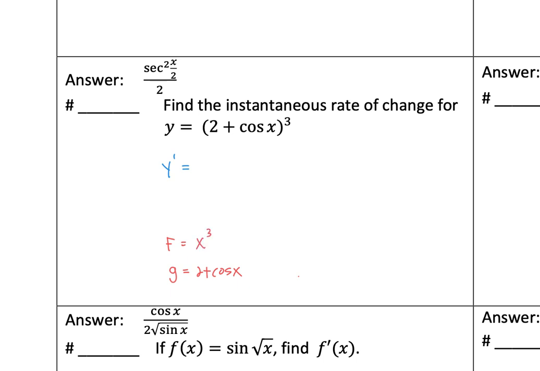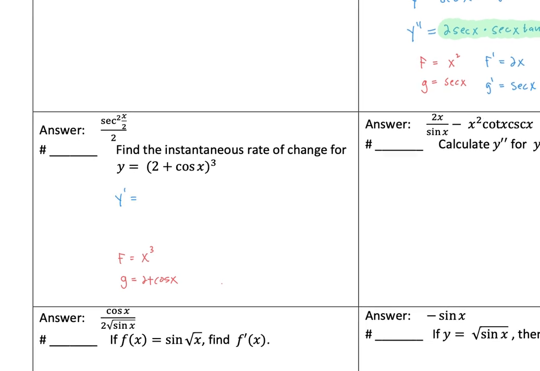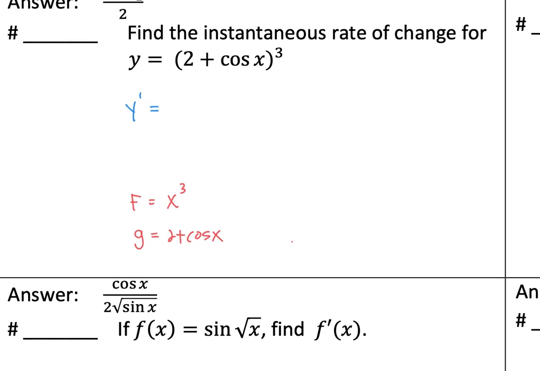Okay, then we'll take derivatives. Derivative of x cubed is 3x squared. The 2 goes away, and that's just negative sine x.